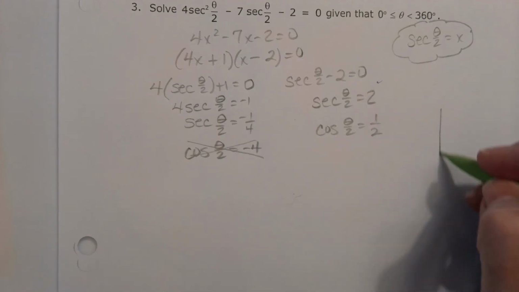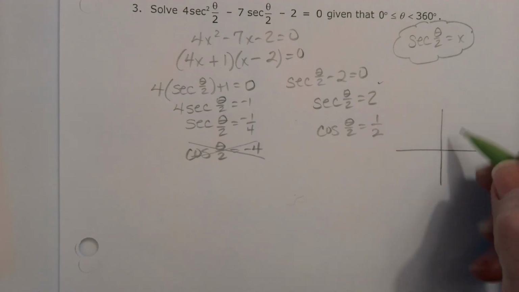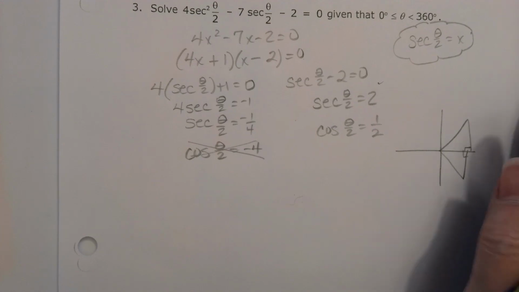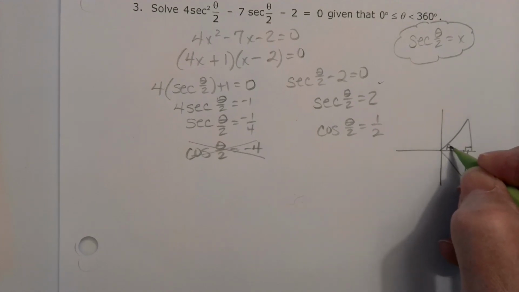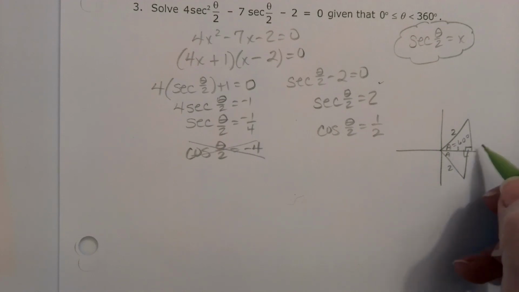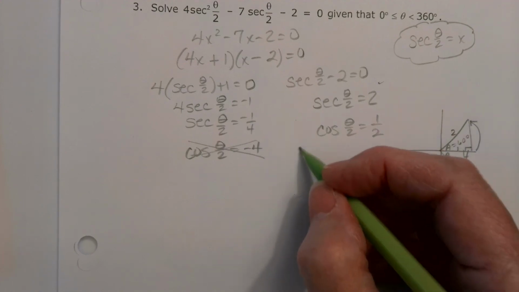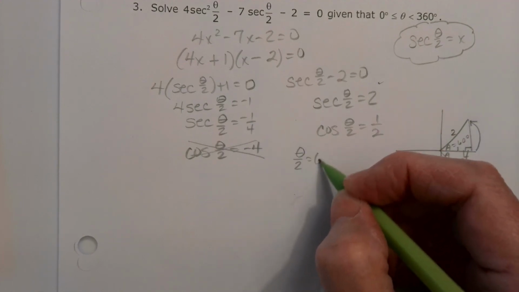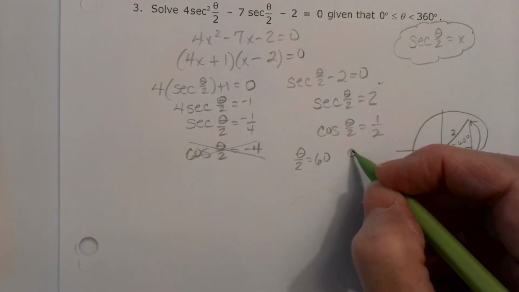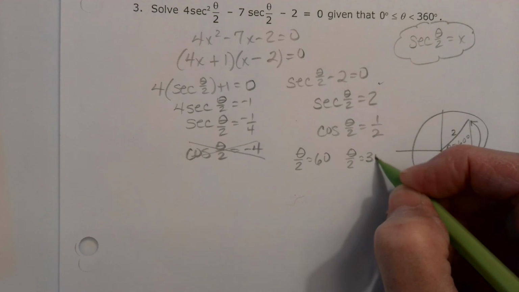Okay, so now I want cosine to be positive. Cosine is positive here and here. So for this angle right here, I want a cosine of 1 over 2. So if that's 1 and that's 2, then this one right here must be 60 degrees. So I got theta over 2 equals 60. And this one all the way around is going to be theta over 2 equals 300.